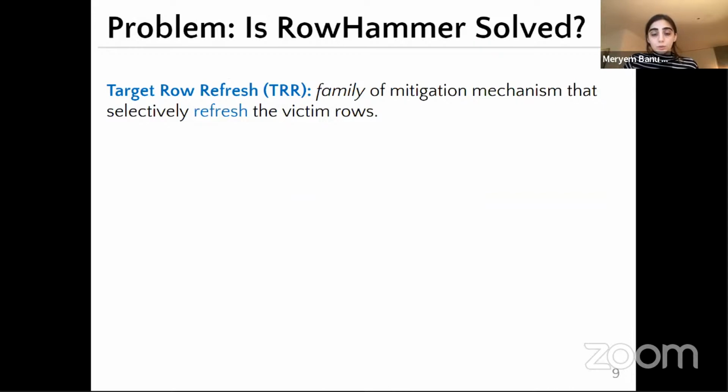Returning back to our original question, is RowHammer solved with the in-DRAM TRR mitigations employed? A side note, when I talk about TRR, I am referring to a variety of solutions. What all these solutions have in common, though, is that they try to mitigate RowHammer by selectively refreshing the victim rows.